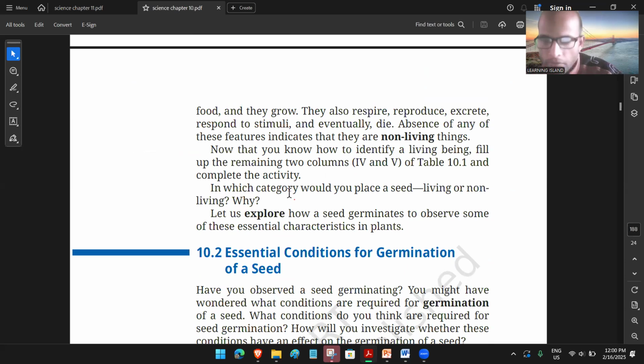Now, so far we have talked about living beings. Now we will talk about non-living things. What is the characteristic of non-living things? Okay, see. They also respire, eat food and grow, stimuli and so on. Absence of any of these features: something that has no movement by itself, that does not reproduce, that does not respond to stimuli, meaning any external sense, that does not eat food, and whose growth does not happen, these are non-living things. Okay. So you understood the difference between non-living things and living things, right? Very good. So we can proceed.